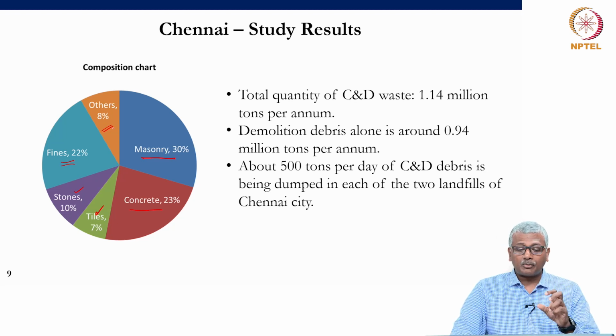Demolition debris alone is about 0.94 million tons per annum. Other things are additional waste. About 500 tons per day of C&D waste is being dumped in each of the 2 landfills in Chennai city. So, you can imagine the scale of this problem. 2 landfills, 500 tons per day of C&D waste. Now, we are foolish for not being able to utilize this material in new construction.